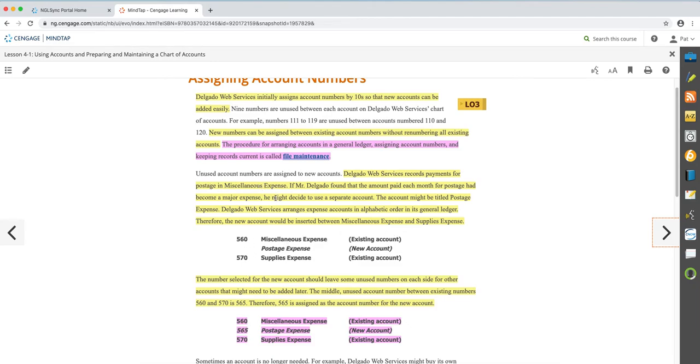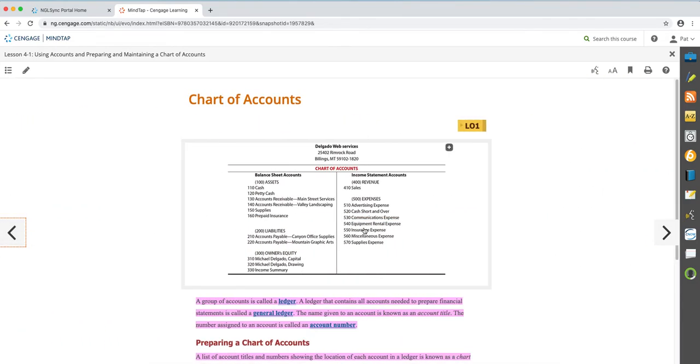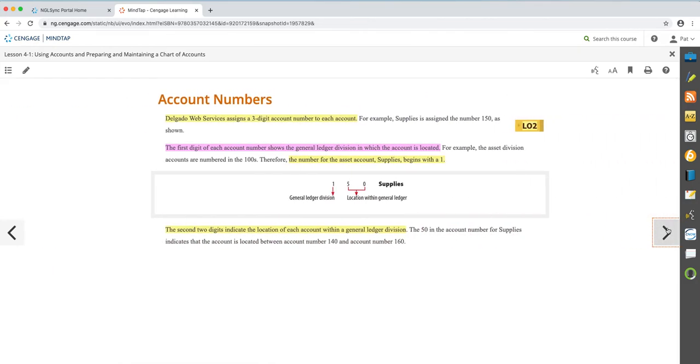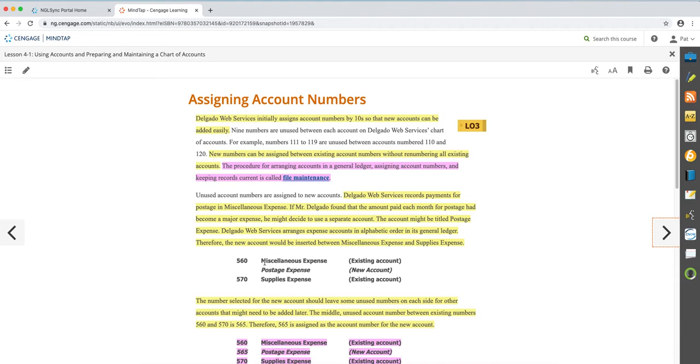But now we're starting to get a lot of postage expense, so they want to set up an account. That's what they're telling you here. As we mentioned before, our expenses are done in alphabetical order. So if we want to put a postage expense in there, we're going to have to put it in the correct order alphabetically. So we're going to need to place it between miscellaneous and supplies.